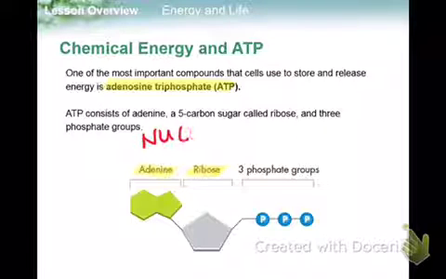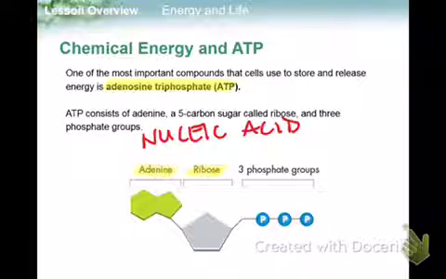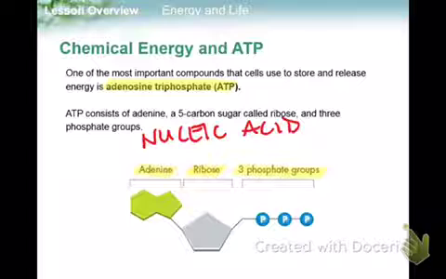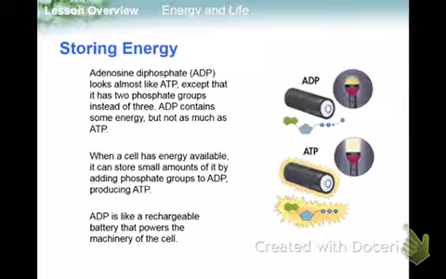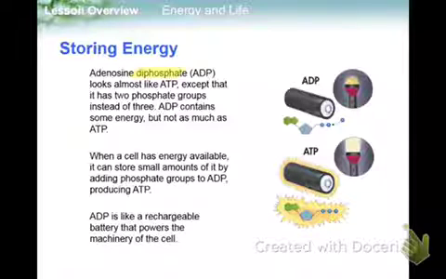ATP is a nucleic acid, incidentally. So we have the sugar, we have the base, and just like DNA and RNA, we have phosphate. In this case, 3 phosphates, which is why it's called triphosphate. ADP is adenosine diphosphate. There are 2 phosphate groups there instead of 3. It contains some energy, but not as much as ATP.